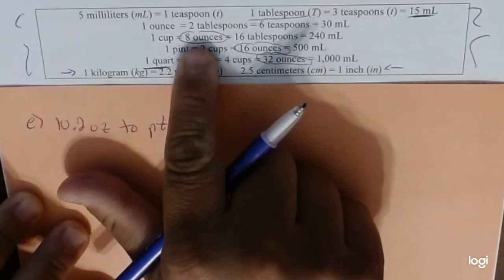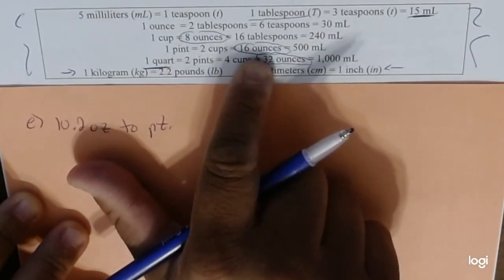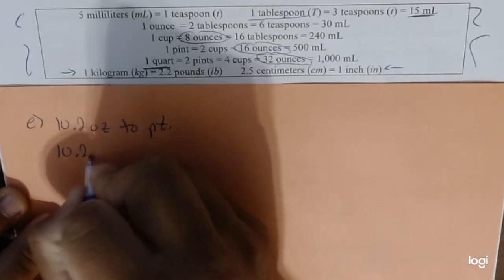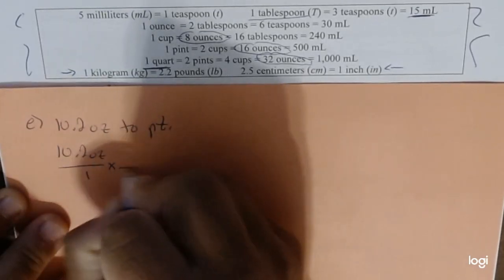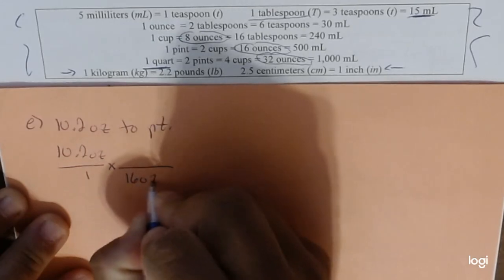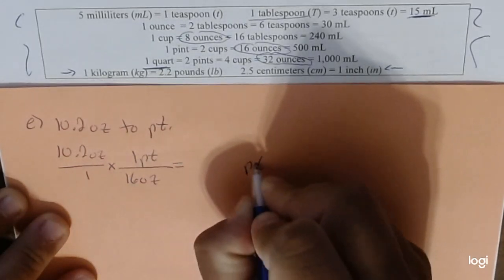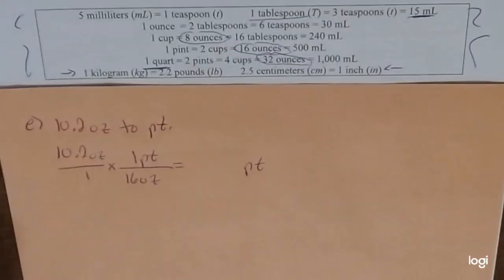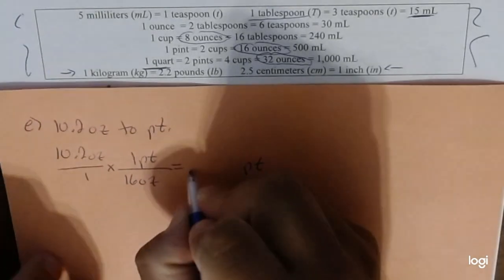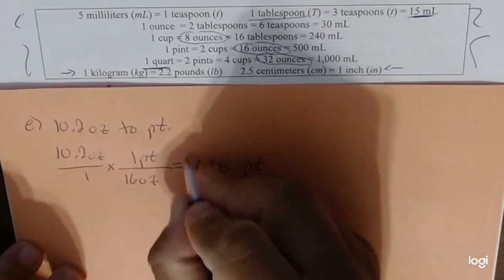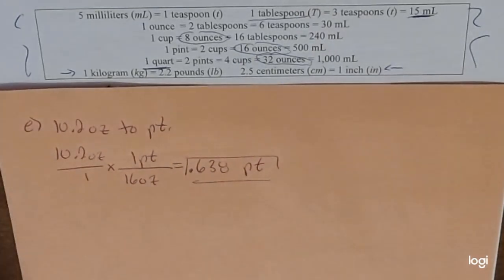So 1 pint equals 16 ounces. So we're going to go 10.2 ounces times, we know there's 1 pint for every 16 ounces. So that means we're going to divide, which gives us 0.638 pints. And there we go.